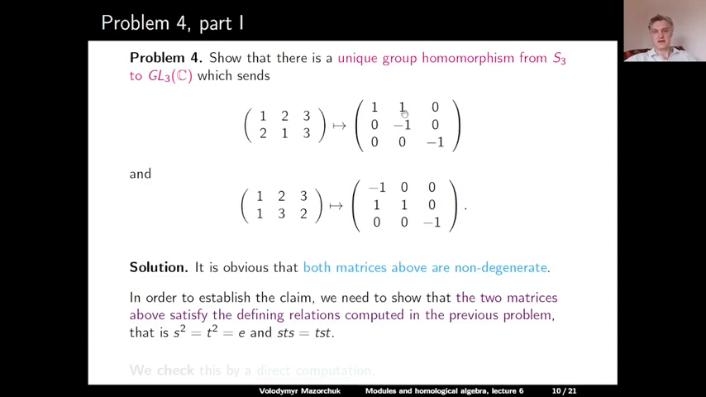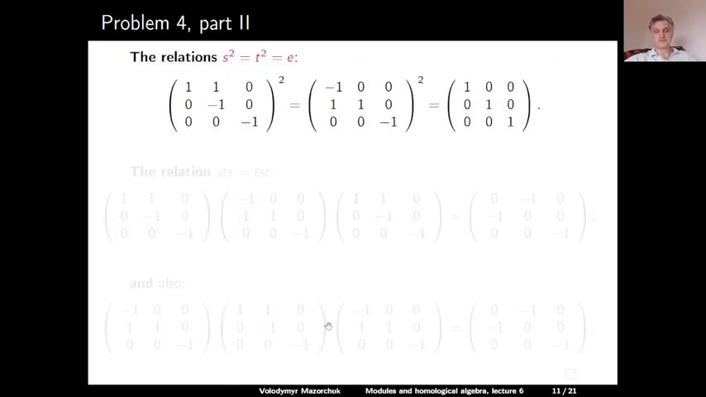So we need to check that these 2 matrices satisfy the defining relations S squared is equal to T squared is equal to the identity, and STS is equal to TST. And this we can check by direct computation. For the first relation, let's take the matrix 1, 1, 0, 0, minus 1, 0, 0, 0, minus 1 and square it. So we should take 1, 1, 0 and multiply with each column. We get 1, 0, 0. Then 0, minus 1, 0 multiplied with each column gives us 0, 1, 0. And 0, 0, minus 1 with each column gives us 0, 0, 1. So we get the identity matrix.